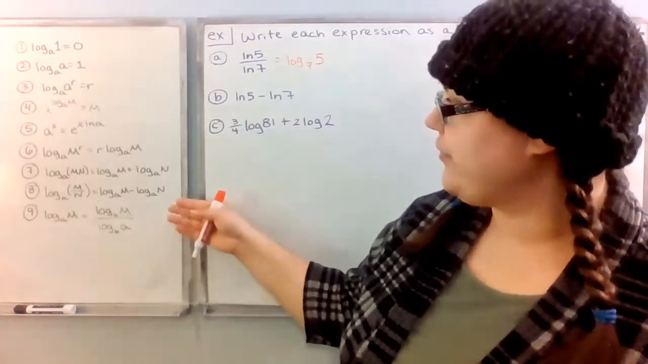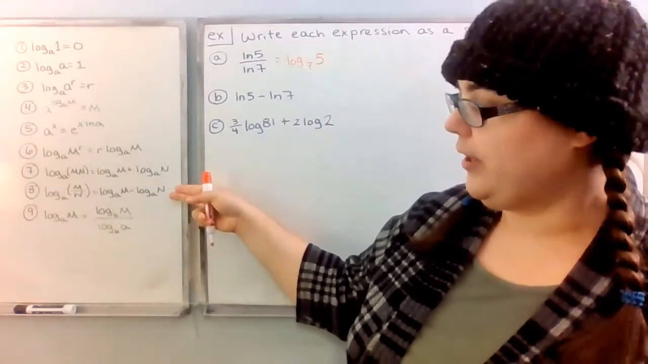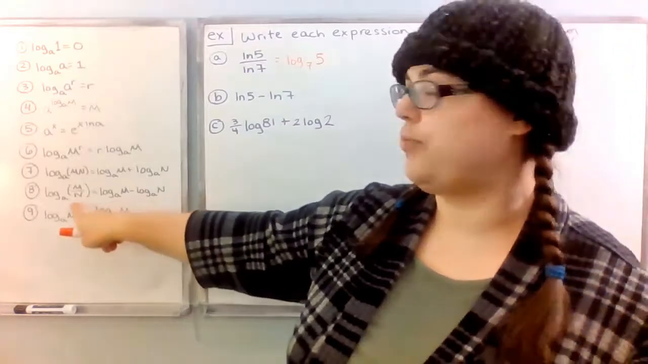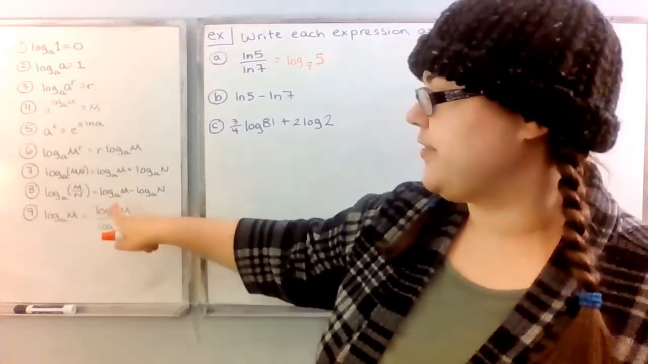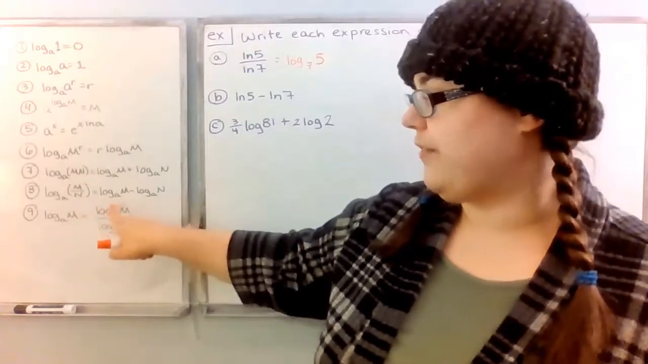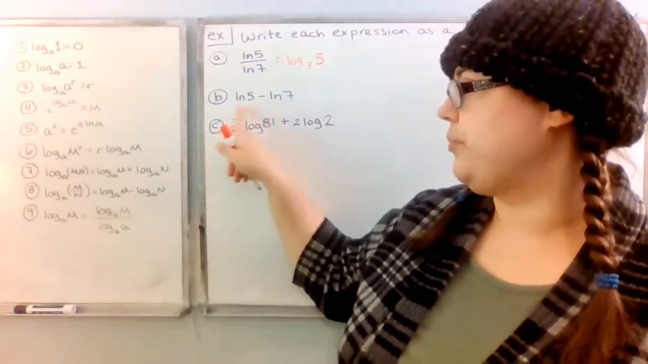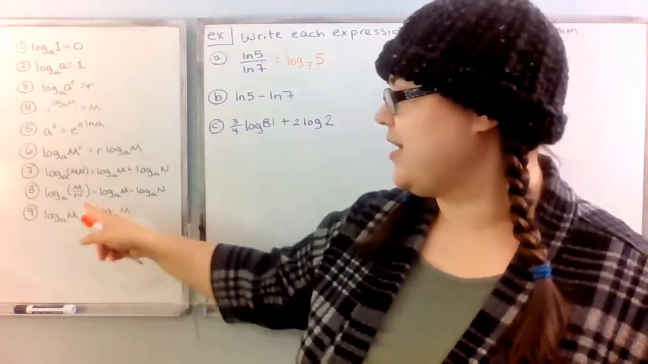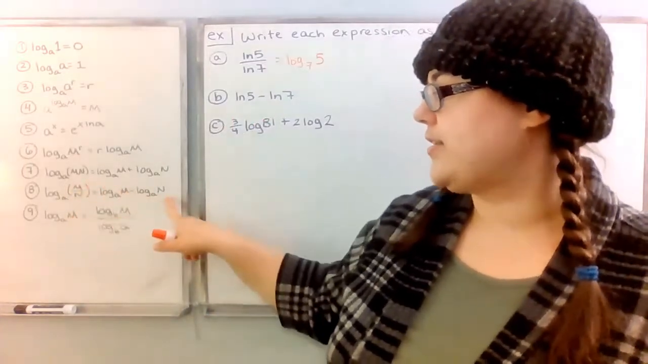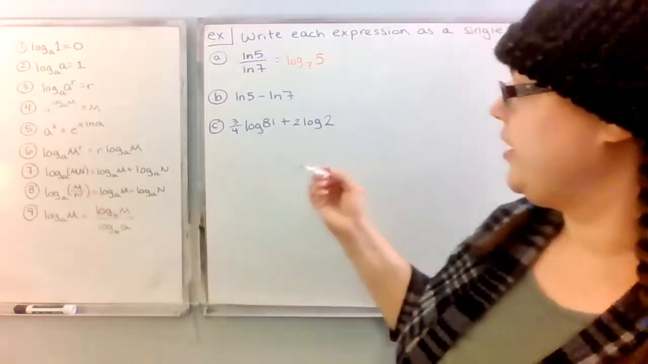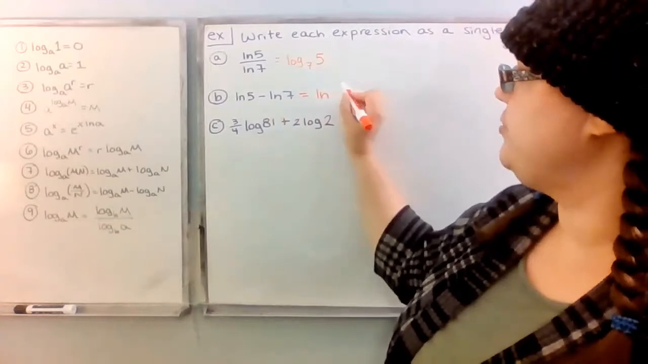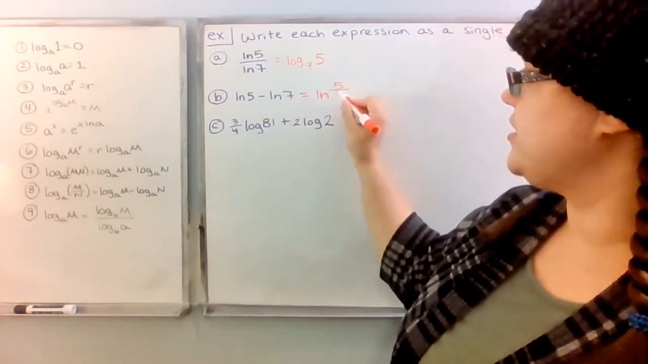Our property for logarithms that we'll use here is number 8, because we're subtracting two logarithms and we want to combine them into one. Property 8 says if you're subtracting two logarithms, you can combine them into one, so long as they have the same base, which we do, they're both natural log. And then we just form the fraction. The first one is the numerator and the second one is the denominator. So this is going to be the natural log, with 5 as the numerator and 7 as the denominator.